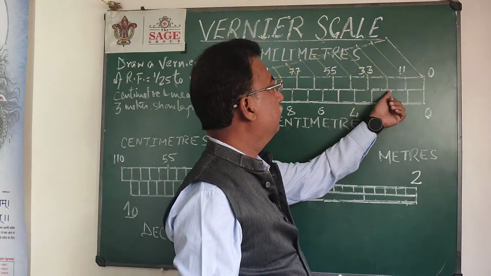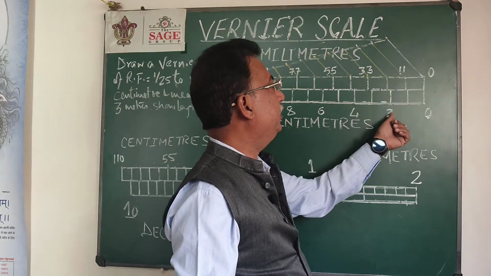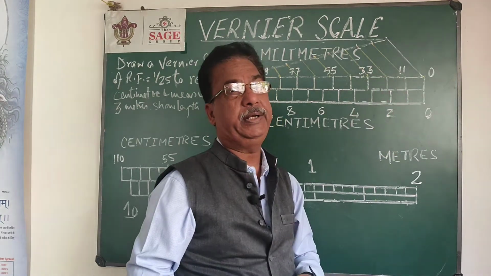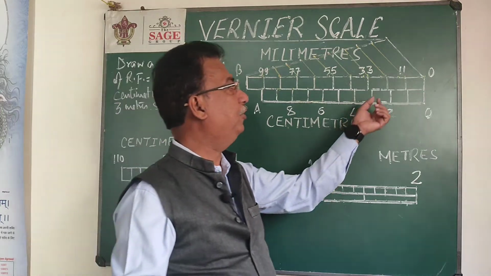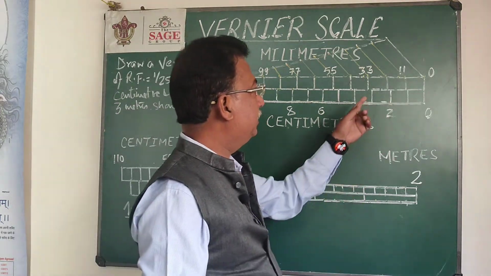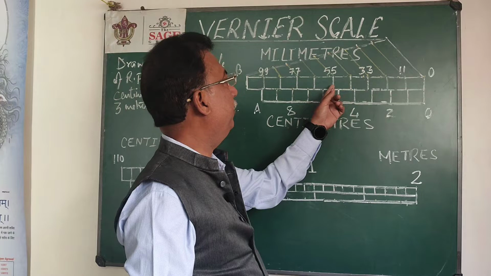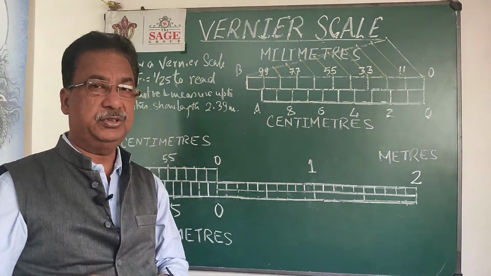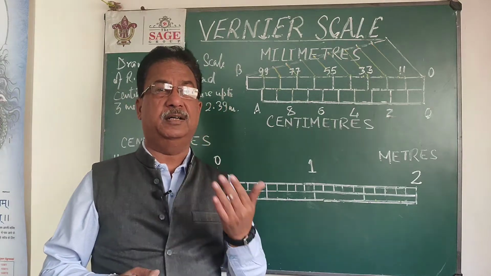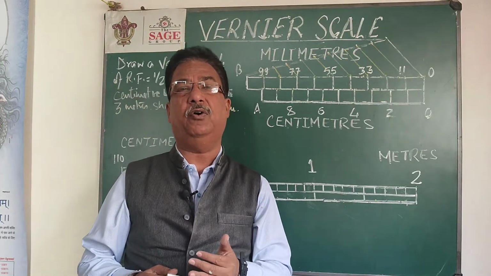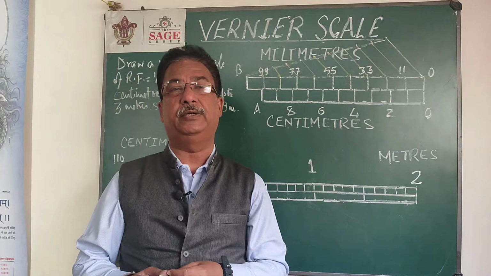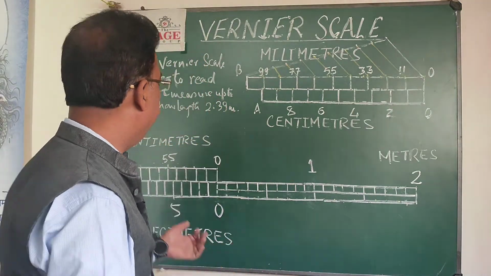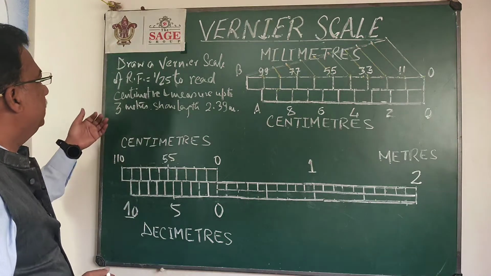In the same way, for the second division, in the primary that is 2 centimeters and above that is 22 mm, and the difference is 2 mm. Same way 3 mm, 4 mm, 5 mm, 6 mm, 7 mm, 8 mm and 9 mm. So this is the way to generate the next fraction, which normally we cannot get by dividing that small part into 10 parts.